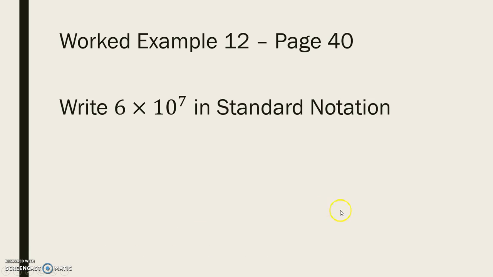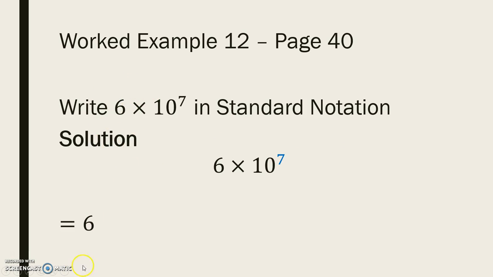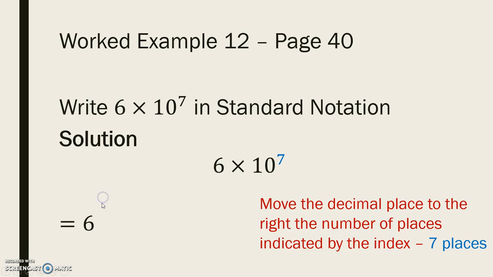Going the other way, 6 by 10 to the 7, what we do is add in the zeros. So we start with our number. The 7 there indicates how many places we've shifted the decimal place the other way. So we start by writing the digits we're given and leave out the decimal place. So this is just 6 in this case. And we move the decimal place to the right, the number of places indicated by that index 7. So there's 1, 2, 3, 4, 5, 6, 7. Okay, and we add in those zeros there.